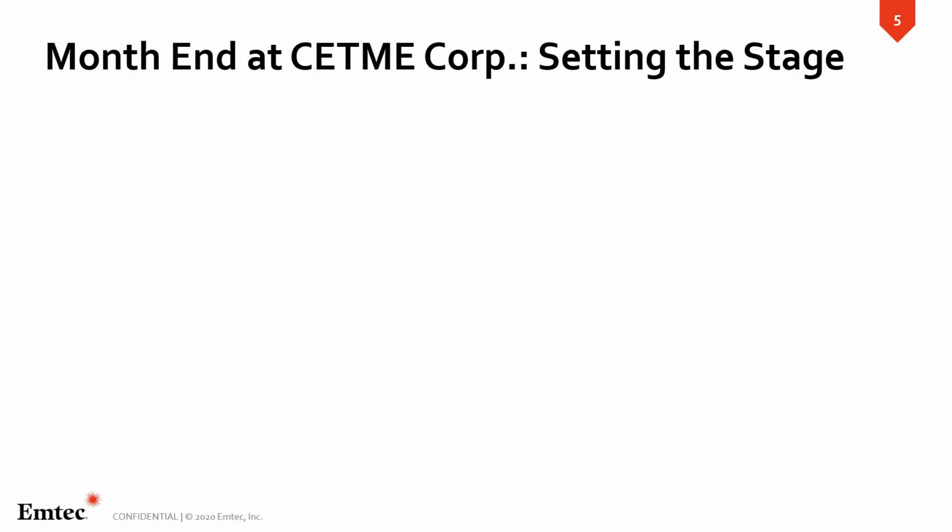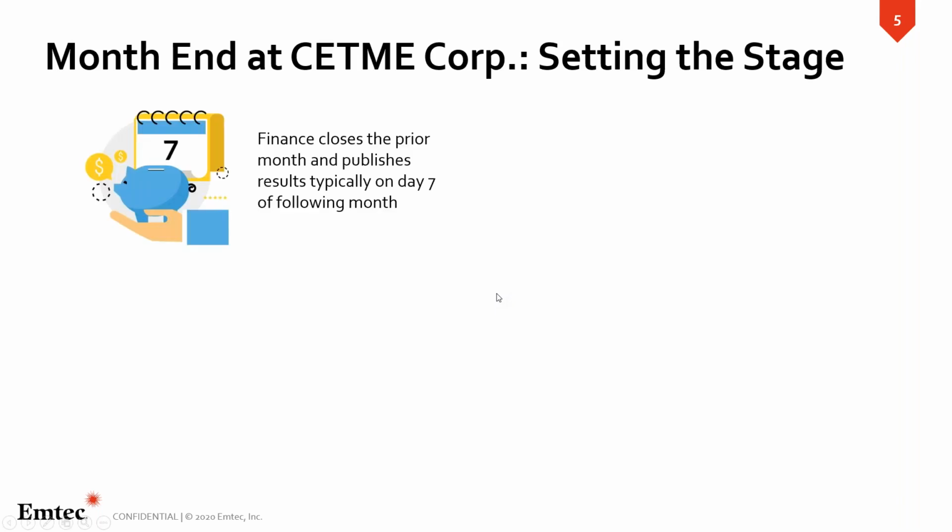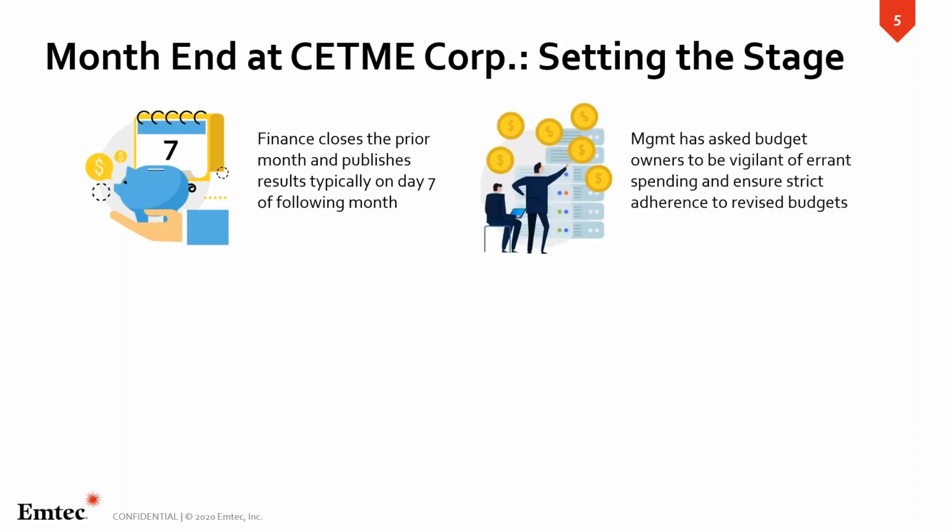what they're looking to do in this recovery and what they're focusing on in terms of their month-end close process, as well as their overall financials. So to set the stage a little bit, finance closes the prior month, as they do at many companies, around 7 days after the calendar month has ended. And they publish the results, which is a typical financial function.